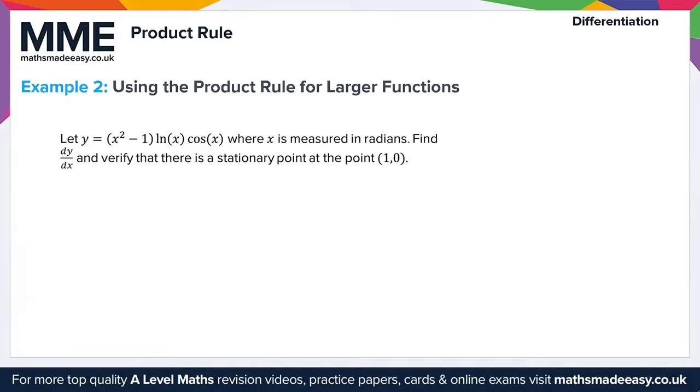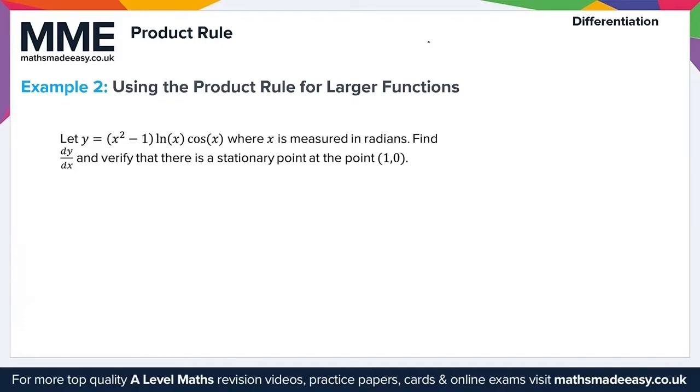Example 2 here on the product rule is using the product rule for larger functions. So here, this is where we're going to need now our extension to the product rule formula. Now here, the reason we need to use an extension is because our original equation, y equals x squared minus 1 times the natural logarithm of x times cos x, is the product of three functions here. So here in this case, what I'm going to do is define each of these functions separately, differentiate all three of them, and then we can apply our extension to the product rule.